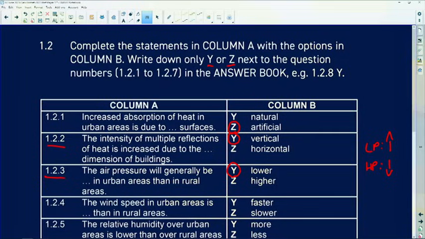Very important. If we look at question 1.2.4, the wind speed in urban areas is faster or slower than in rural areas. It's definitely slower. So the correct answer for 1.2.4 is going to be Z. Why is it going to be slower? We have obstacles. There's going to be more friction because of high-rise buildings. Wind is going to be channeled, right? Compare Johannesburg CBD to a rural area that's covered with veld. These buildings create obstructions, so it's definitely going to be slower wind speeds.